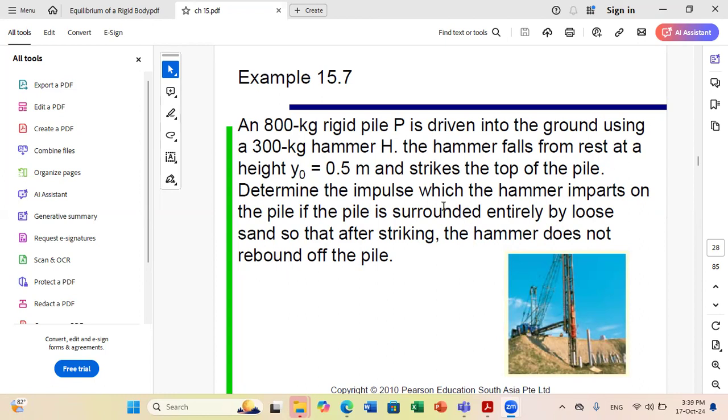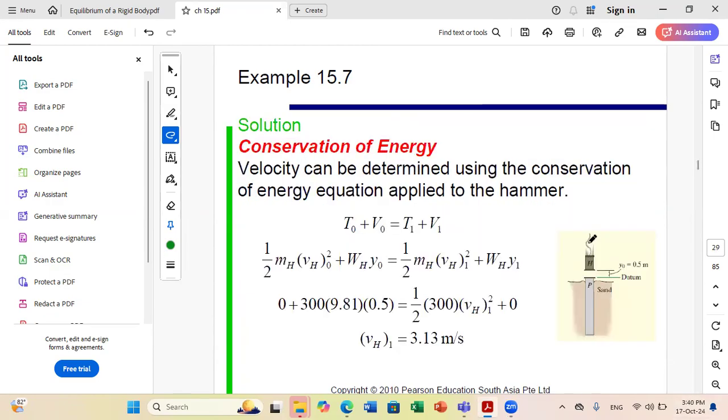So you can say the following: taking system P plus H, all external forces are non-impulsive. You can draw a small diagram. What are the forces and why? I have the weight of the hammer, I have the weight of the pile, and for a very short time, you can consider these forces to be non-impulsive. So when you consider the whole system, you have no external impulses along the y direction. So I can apply conservation of linear momentum along y.